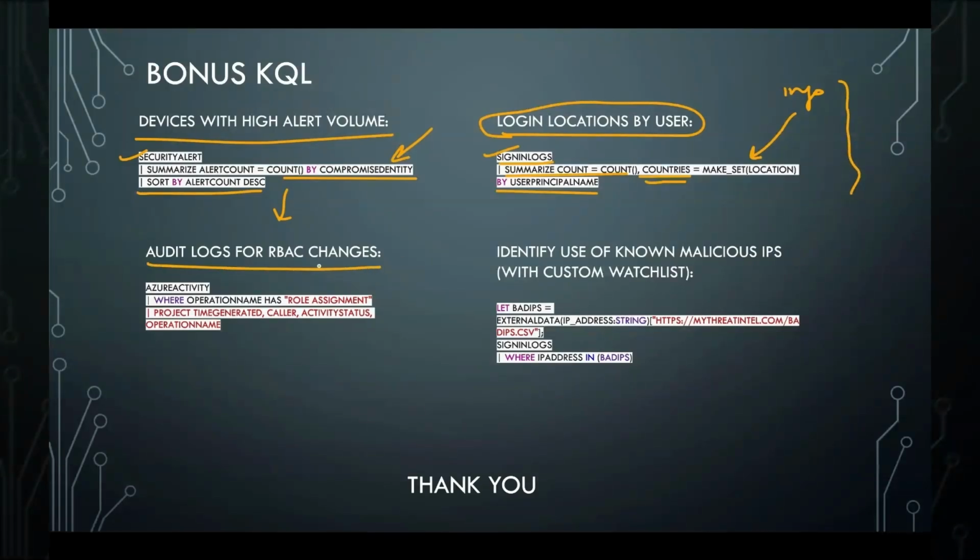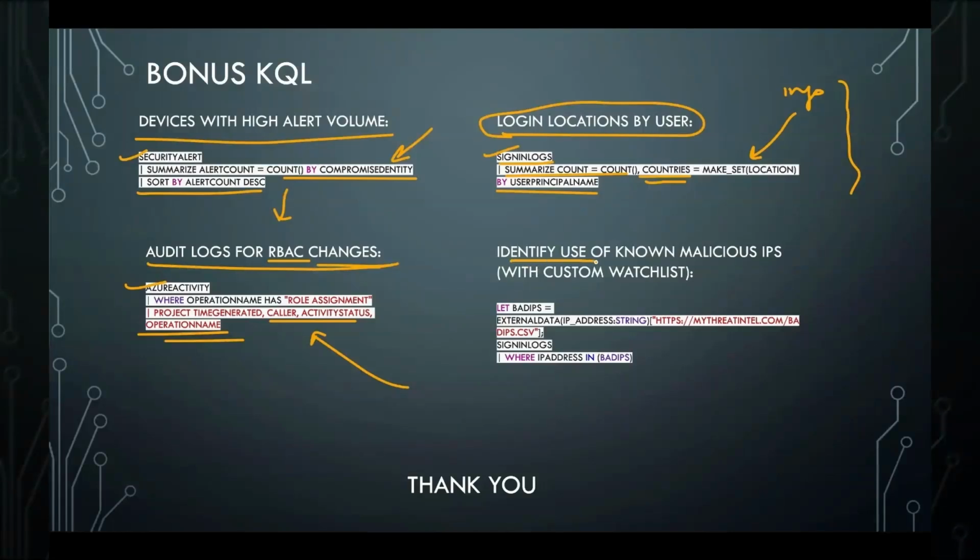Then audit log for RBAC changes. So role based access change. So for that we can use the Azure activity table, where operation has role assignment, and project time generated and the caller detail and the activity status and the operation name. So if you play with these logs, you will understand what I am saying. So yeah, it will give you clear context then.